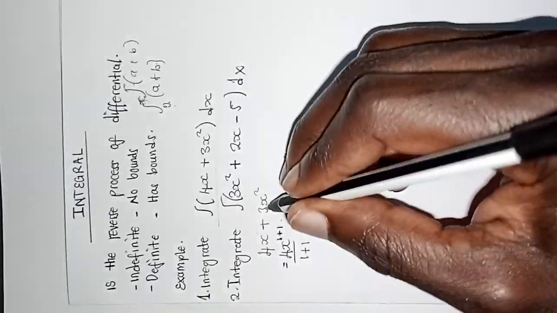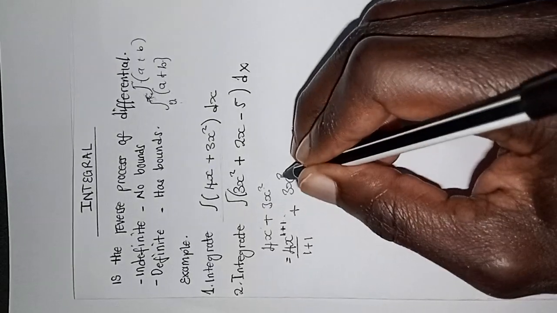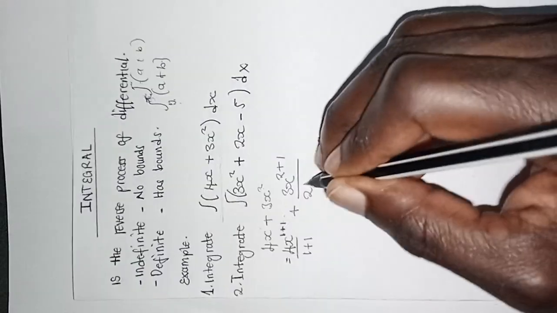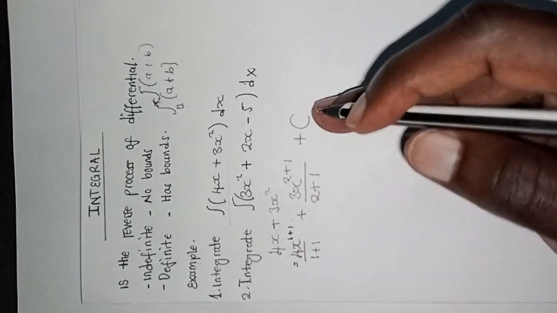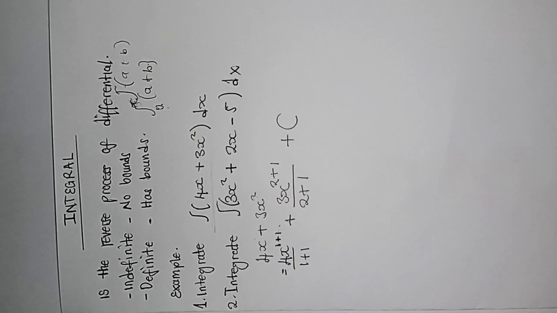There's a plus here. This is 3x, we're not multiplying. We have 2 here. This power increases by 1, and we divide by this new power, which is 2 plus 1. We just say plus c, being the constant. Always say plus c, provided that you are solving the indefinite part.